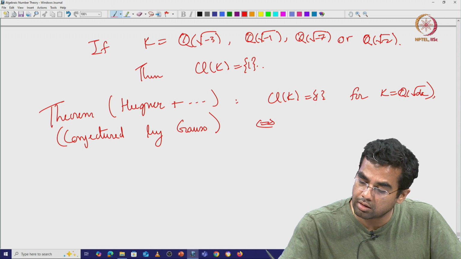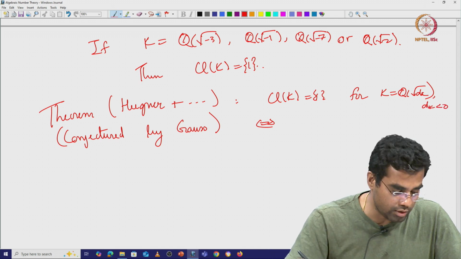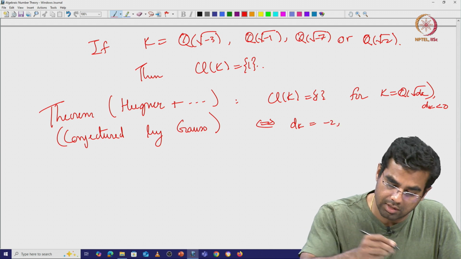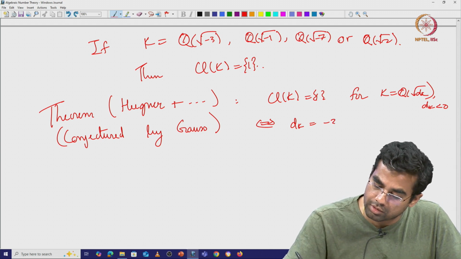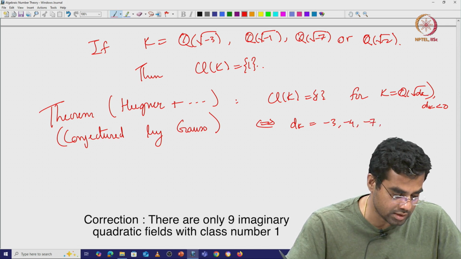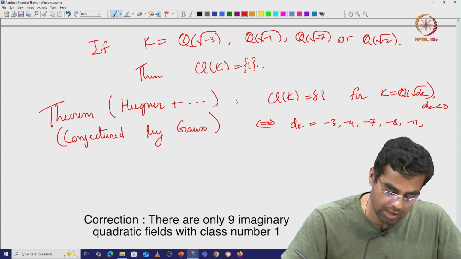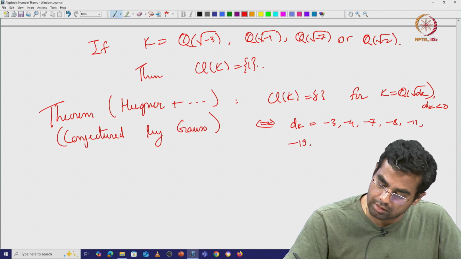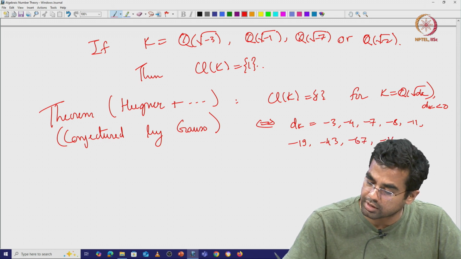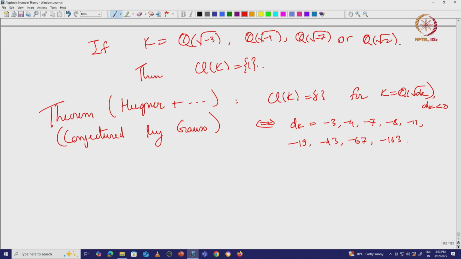So, dk less than 0 if and only if dk is equal to minus 3. So, he wrote down a list of 9 things: minus 2, minus 4, minus 7, minus 8, minus 11, minus 19, minus 43, minus 67 and minus 163. If your negative discriminant for the imaginary quadratic field is anything other than these, the class number is not 1.